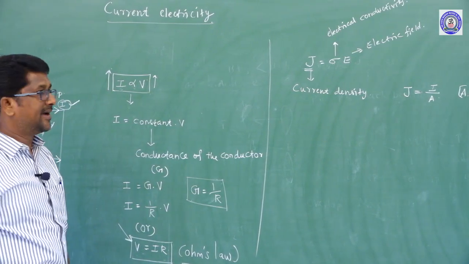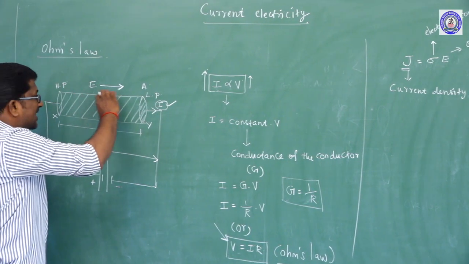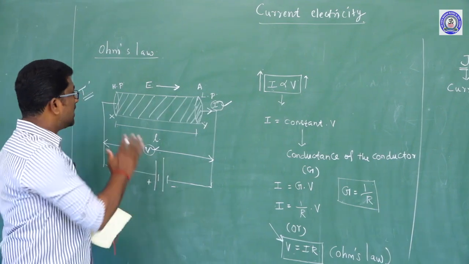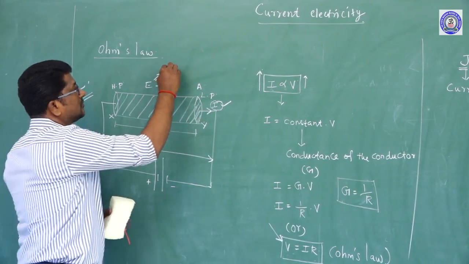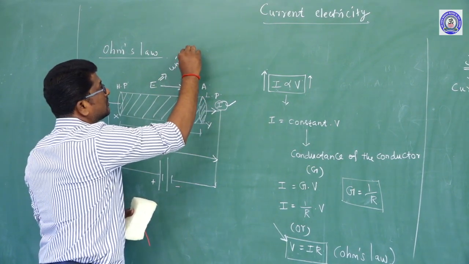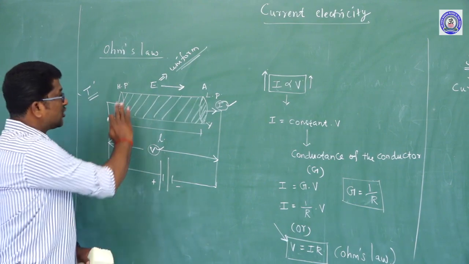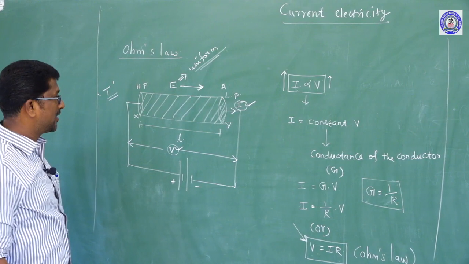V equals IR, right. Listen, here the area of cross section of the given metallic wire is uniform. So the electric field created in the wire is also uniform. So this is a uniform electric field created in the entire wire, right.